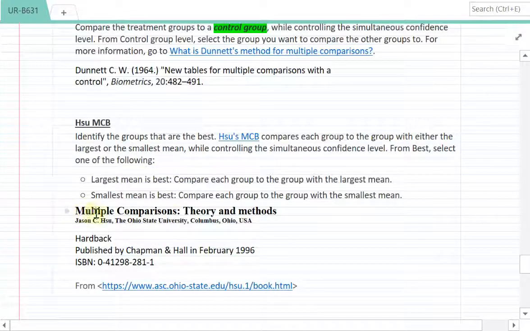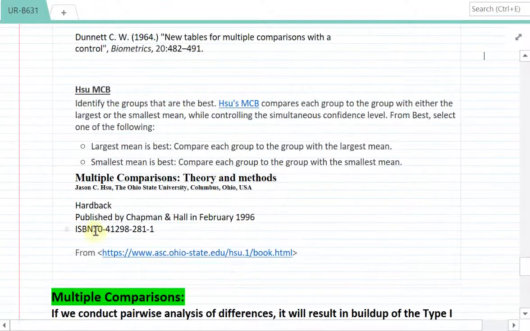And this is again the citation, where you can find the procedure. If you want to read more about it, this is actually a book you can purchase, and this is the link. Professor Jason Su was actually a member of the Ohio State faculty in the statistics department.